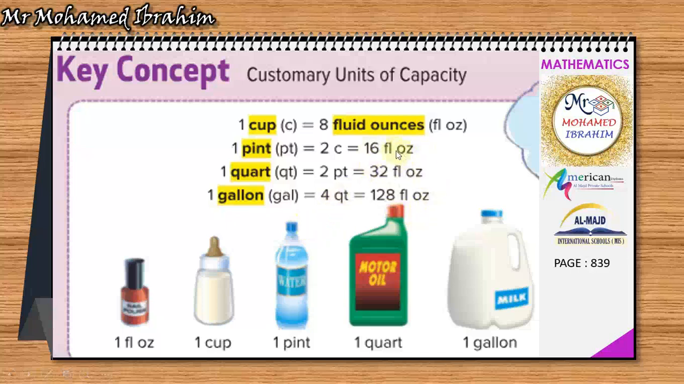This part is not important because you can get this part from the first part. The first part is very important. I will repeat it for the last time. 1 cup equals 8 fluid ounces. 1 pint equals 2 cups. 1 quart equals 2 pints. Finally, 1 gallon contains 4 quarts. Fluid ounces is the same as fluid ounces. They are the same.